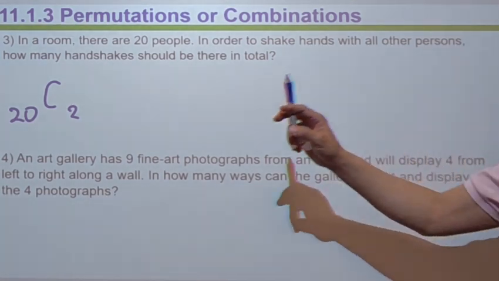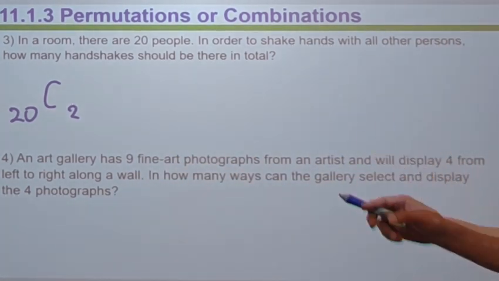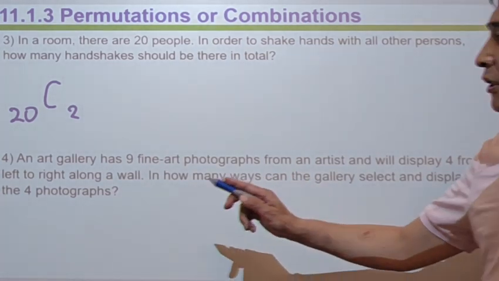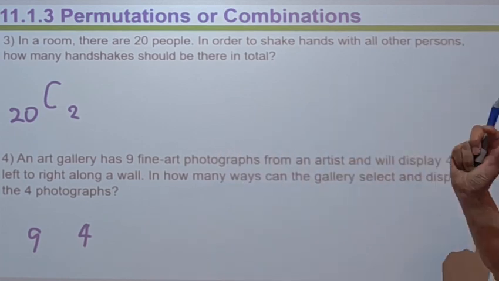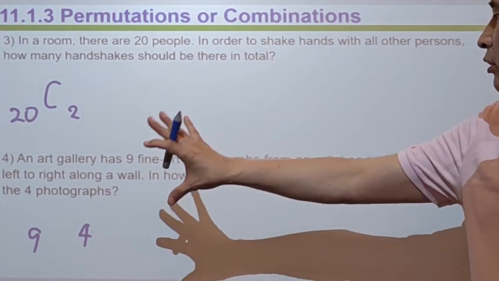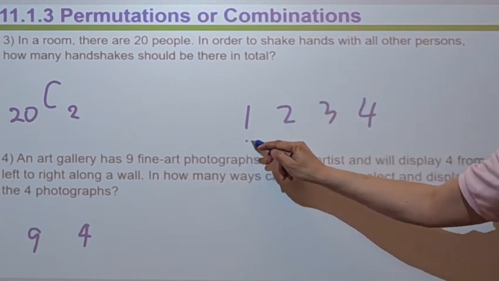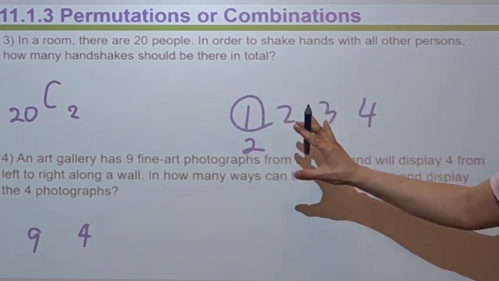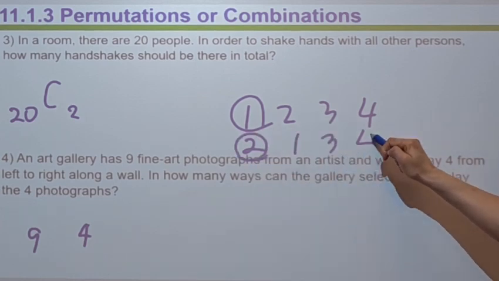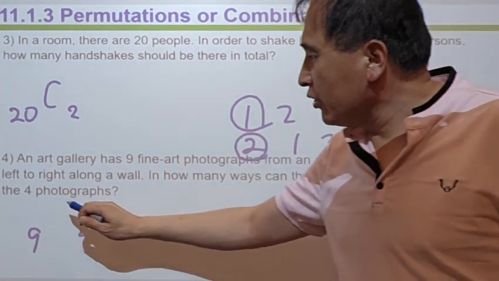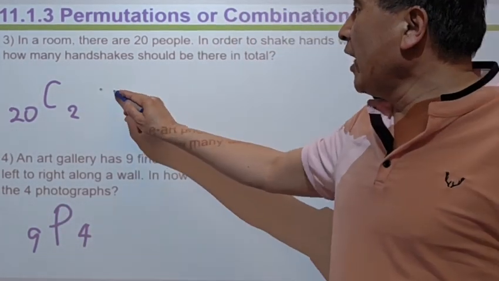But here, let's say an art gallery has 9 fine art photographs from an artist, and will display 4 from left to right along a wall. In how many ways can the gallery select and display 4 photographs? So they select 4 out of 9, right? But now, not just selecting, but after selecting you display. So 1, 2, 3, 4 like that. But in case 2, you like this picture the most, so you select that first. Or I like this picture the most. Okay, that's different. Order matters. This is a permutation. You got it?